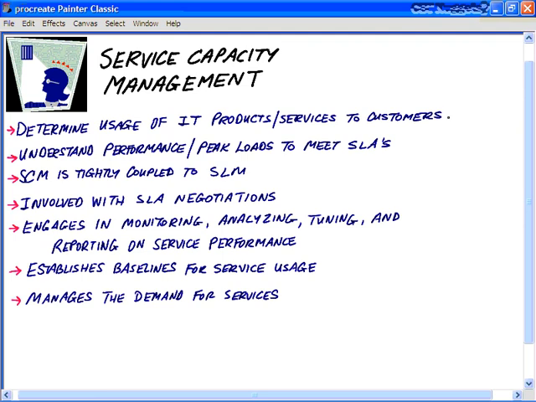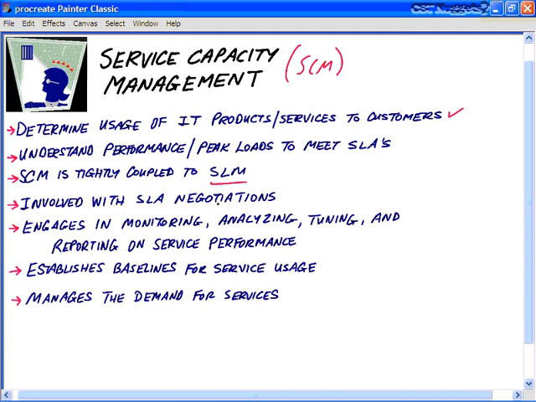Service capacity management, the sub-process, is going to focus on the usage of IT products and services directly to customers. It focuses on end user utilization to perform their roles on a daily basis. We have to understand the performance loads and the peak loads to meet service level agreements, and also understand that SCM, this is also known by the way as SCM, is tightly coupled with service level management. Service capacity management can be found in the service design and continual service improvement books of the ITIL.